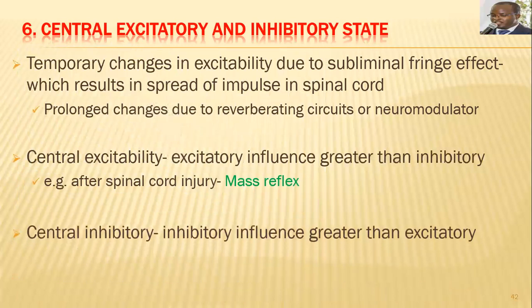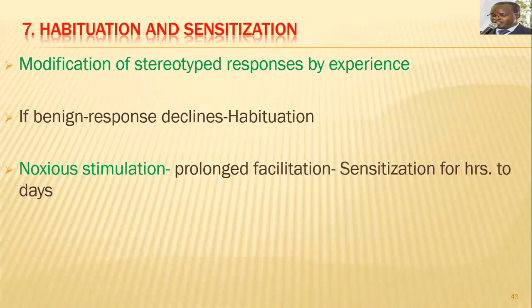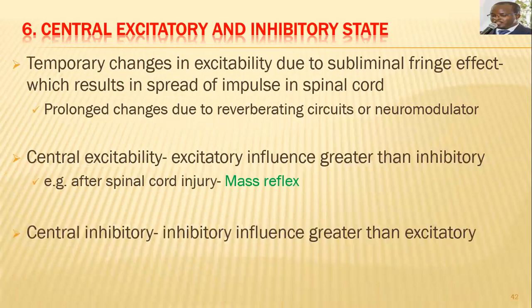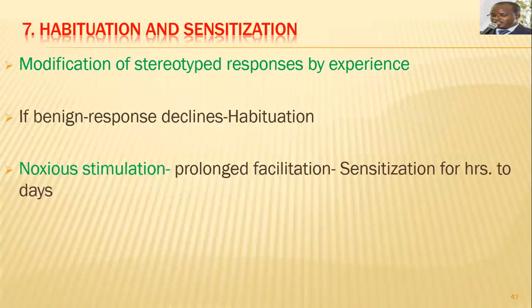Then central inhibitory is a state in which the inhibitory influence is greater than the excitatory. So if you have more inhibitory than excitatory, then you're going to have central inhibition. The last property of reflexes is habituation and sensitization. These are two opposite things. They involve modification of stereotyped response by experience.